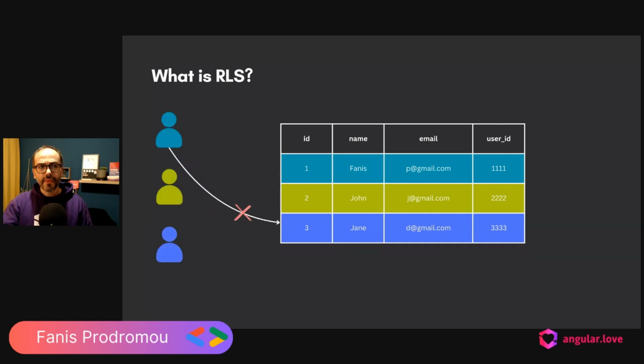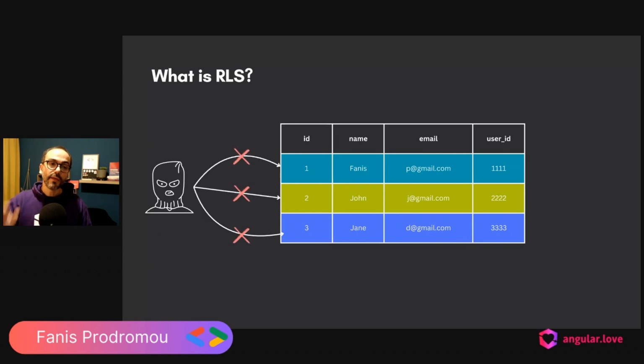And now we have the light blue user that tries to delete this row. But this is not a row that the light blue user owns, right? And this operation will fail, simply because we had a specific configuration. And we can even configure that non-authorized users, not authenticated users, cannot select the data.